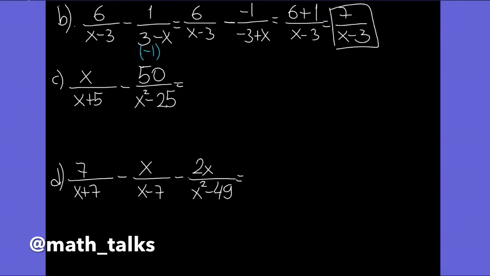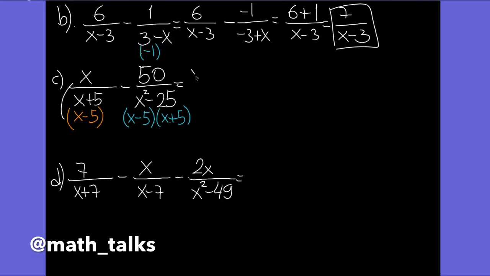Now let's check the next question. x over x plus 5 minus 50 over x squared minus 25. So here, instead of x squared minus 25, you can write its factors, x minus 5 and x plus 5. Now, how will it be? Check your first denominator. It's only x plus 5. That means you have to multiply it by x minus 5. So we are going to make it the same denominator.